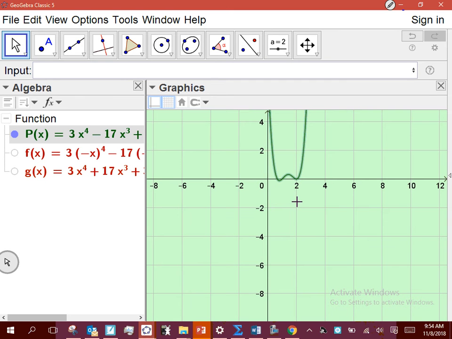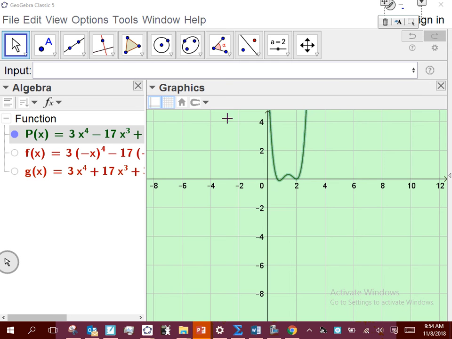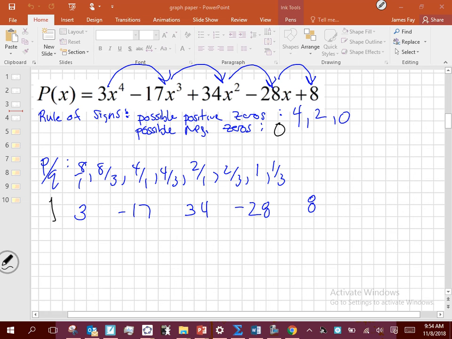What's a good starting point? Where do you think this thing goes through? 2, okay? If I zoomed in, it also goes through 1. So I'm going to try 2. I know 2 is a 0 from the graph. I want you to validate that through your algebra. So do synthetic division.